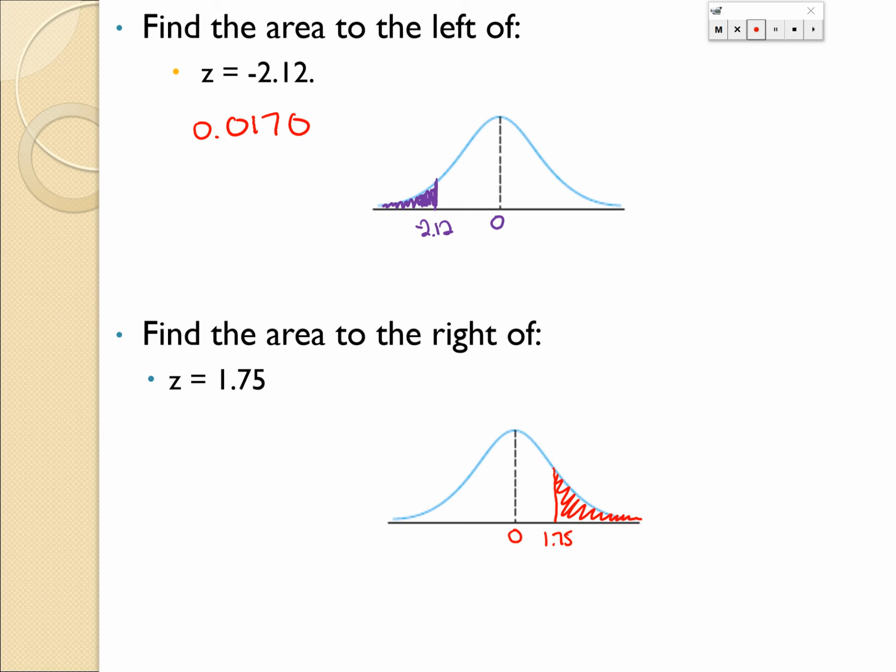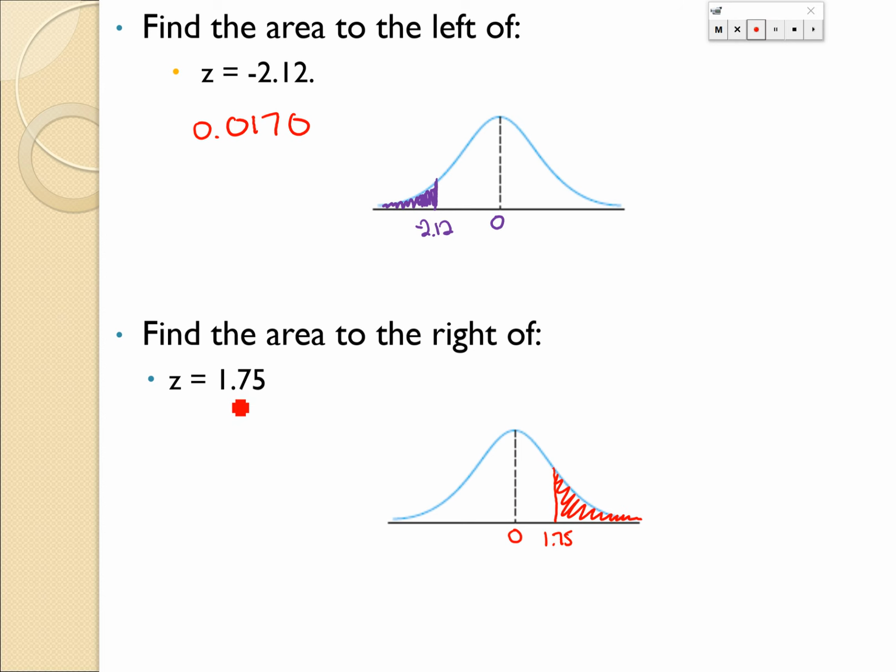Now, I know you're thinking, wait, but Miss Golly, the areas in the table, we just found one to the left, and that was the area in the table. And you're right. All the areas you're given in the table are to the left of the z value. So you're thinking, so now what do I do? I want an area to the right. Well, let's use what the table gives us. Let's go ahead, try it out.